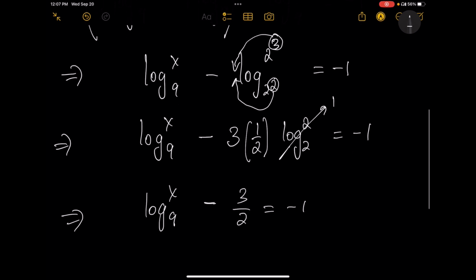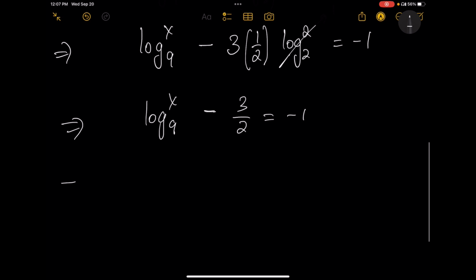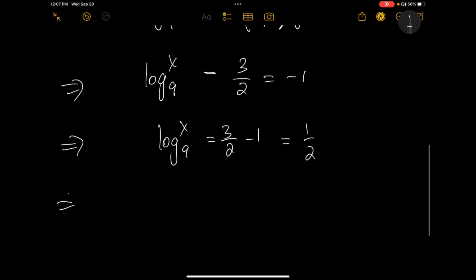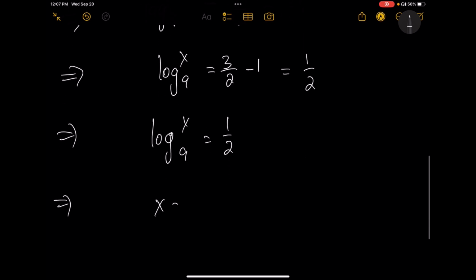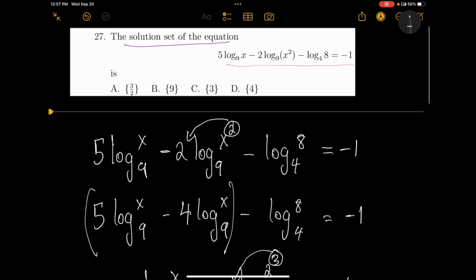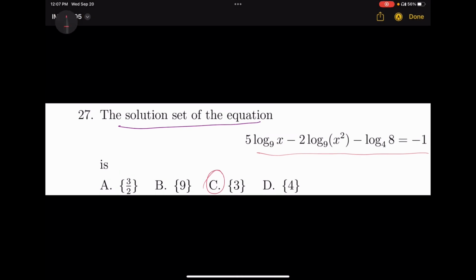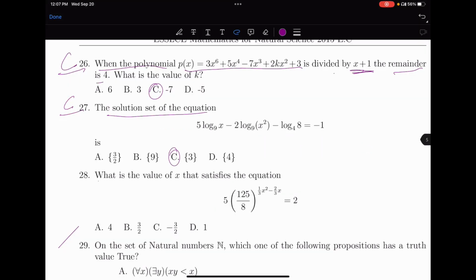equals negative 1, which implies that the logarithm of x to base 9 is equals to 3 over 2 minus 1, which is 1 over 2, which implies that x is equals to 9 to the power of 1 over 2, which is 3. Therefore x is 3, that is C.